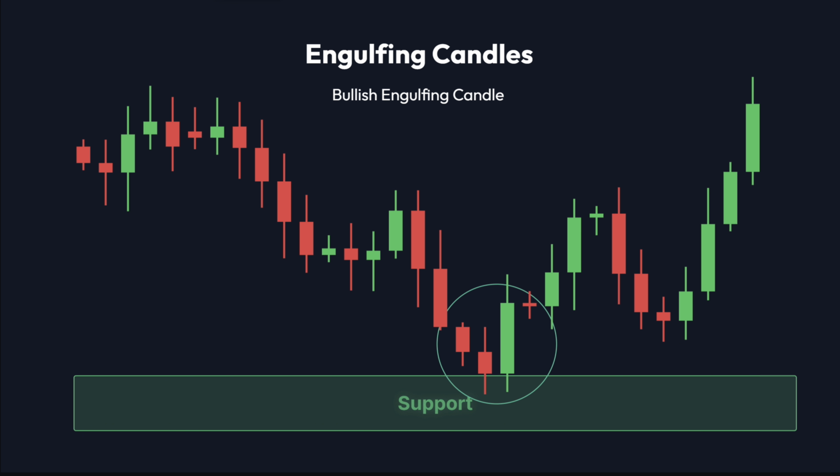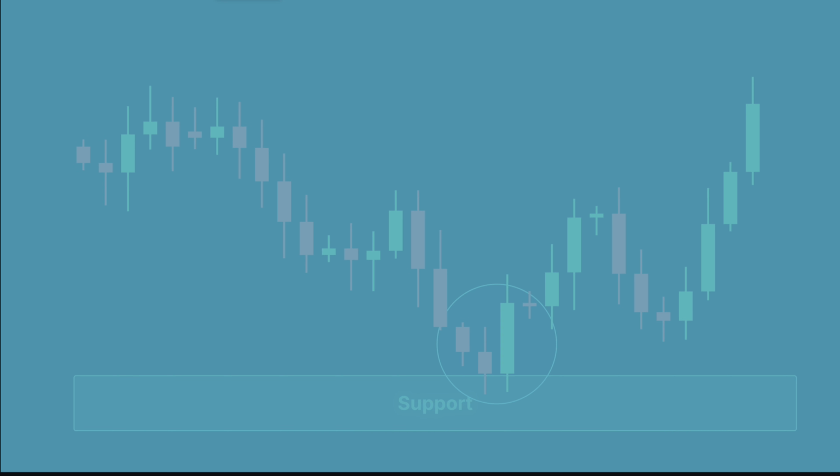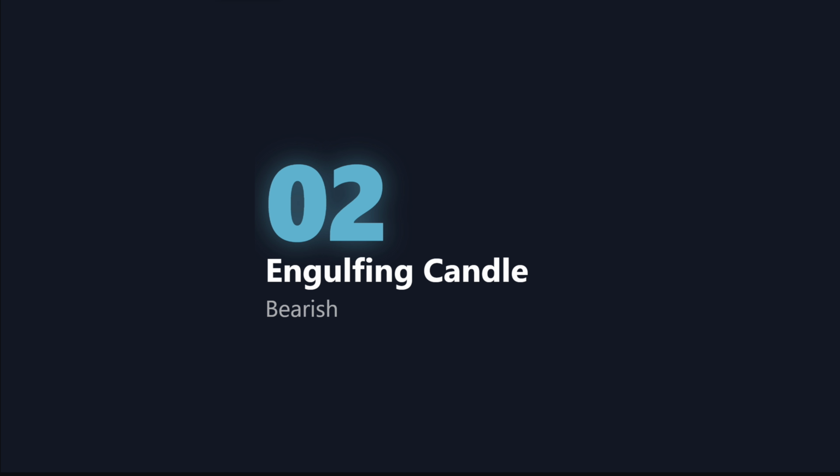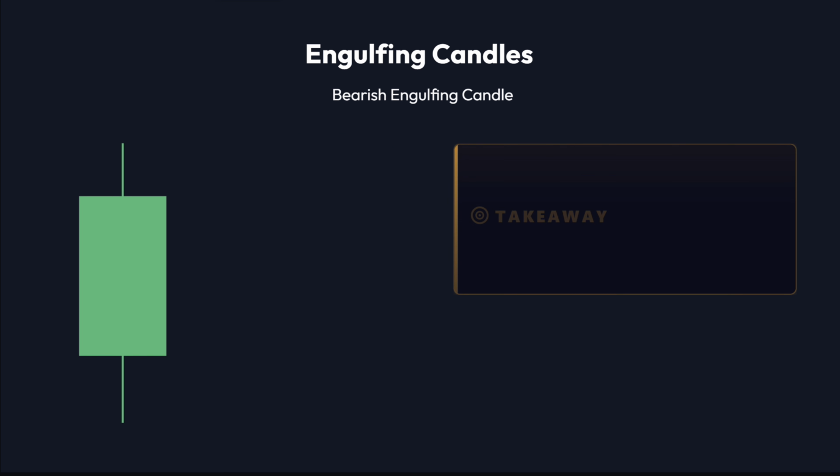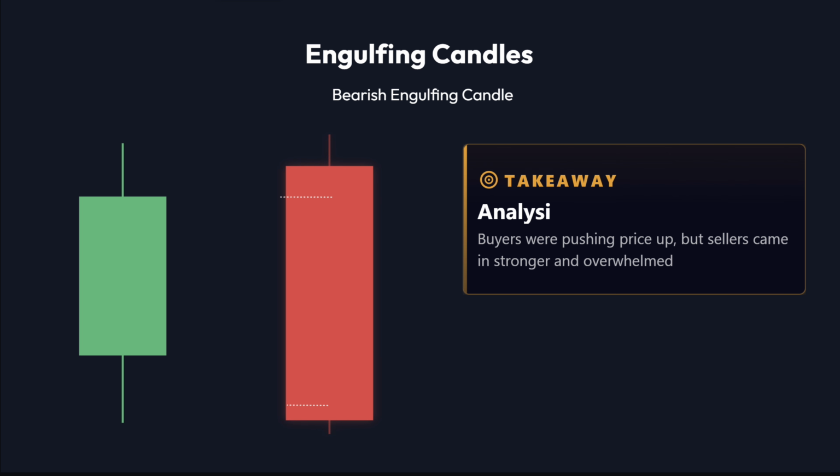This does not guarantee that price will reverse. But because it appears near support, it adds weight to the idea that selling pressure may be weakening and buyers may be stepping in. Now, here is the opposite. A bearish engulfing pattern forms when a smaller bullish candle is followed by a larger bearish candle. This means buyers were pushing price up, but sellers came in stronger and overwhelmed that move.